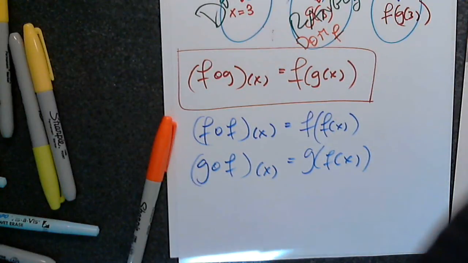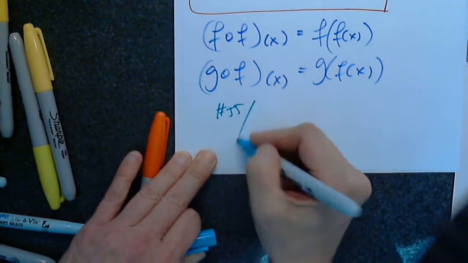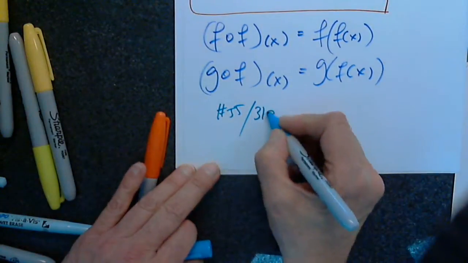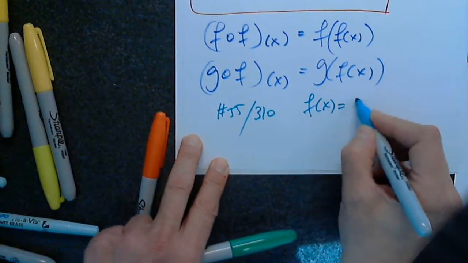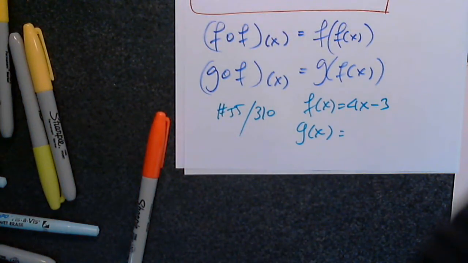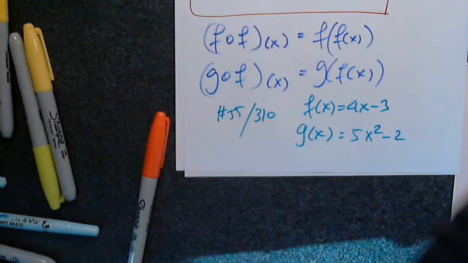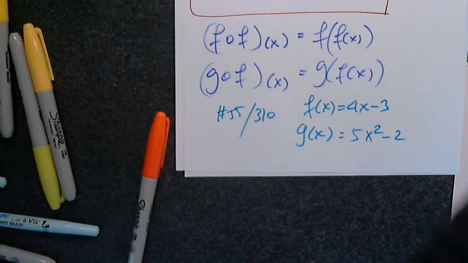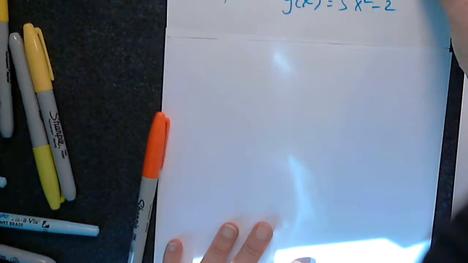Okay, so let's look at a couple of problems with function composition. Let's say number 55, and the page is 310. We are given f of x equals 4x minus 3, and g of x equals 5x squared minus 2. In this problem, we're asked to find f comp g, g comp f, and then evaluate them at 2. So four questions here.